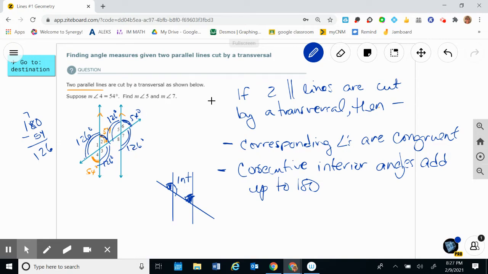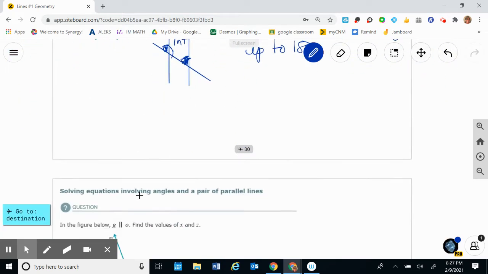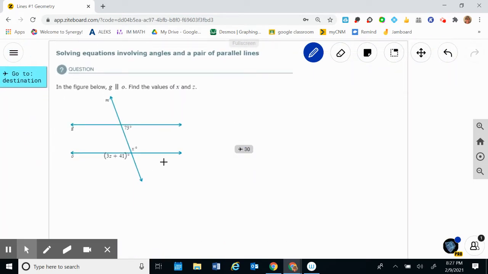Really, all you need to do is use your vision, okay? You can see that this is a smaller angle and it's going to be congruent to this smaller angle. You can tell that these are vertical angles. Trust your instincts, okay? All right, here's solving equations.